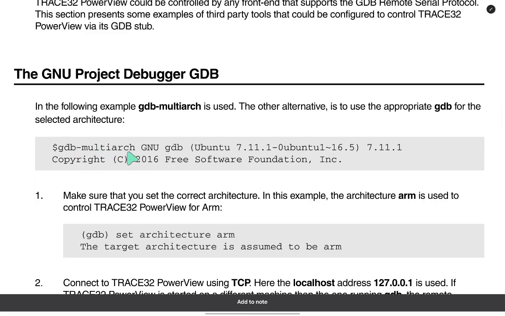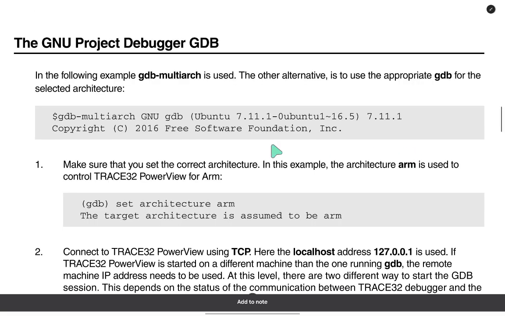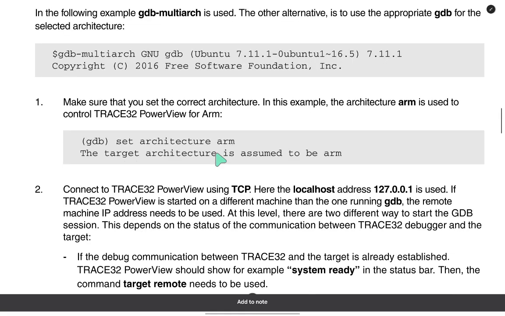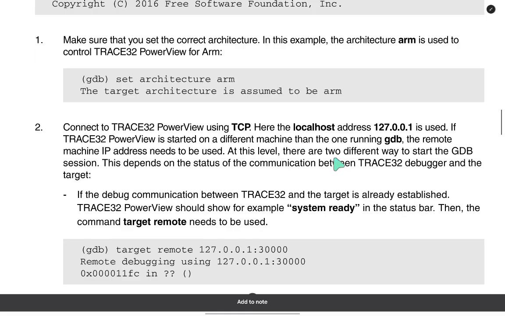GDB multi-arch, GNU gdb Ubuntu 7.11.1, Copyright 2016 Free Software Foundation, Inc. Make sure that you set the correct architecture. In this example, the architecture ARM is used to control the TRACE32 PowerView for ARM. With set architecture arm, the target architecture is assumed to be ARM.